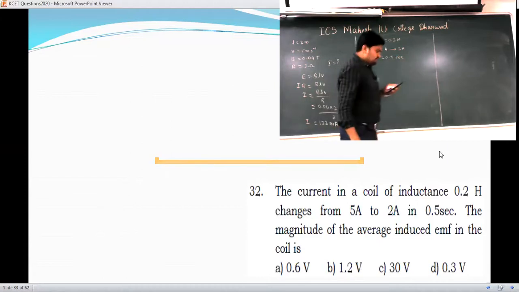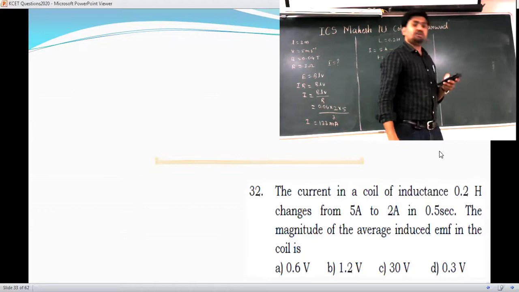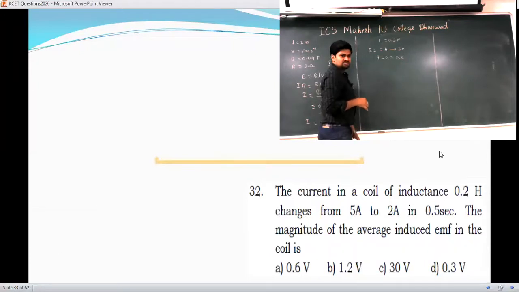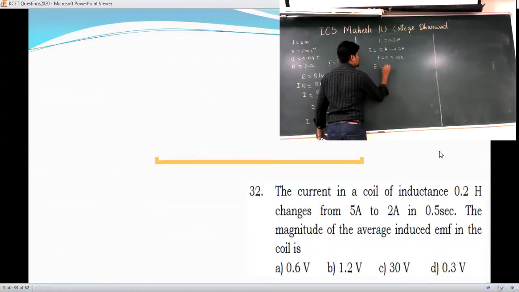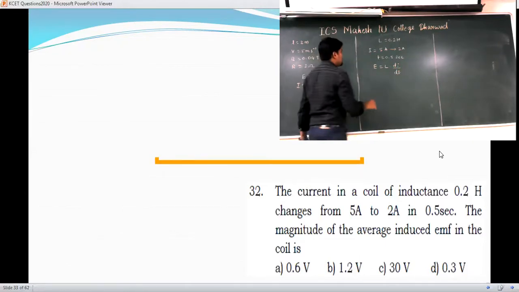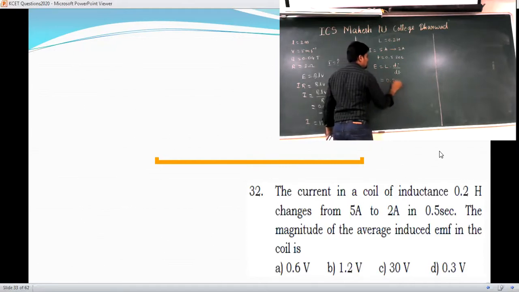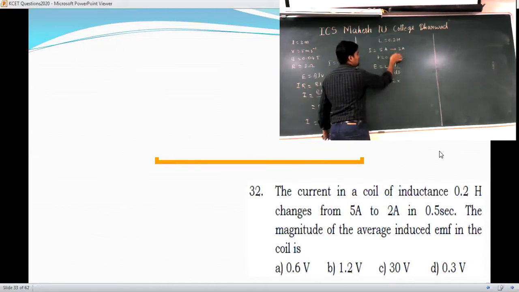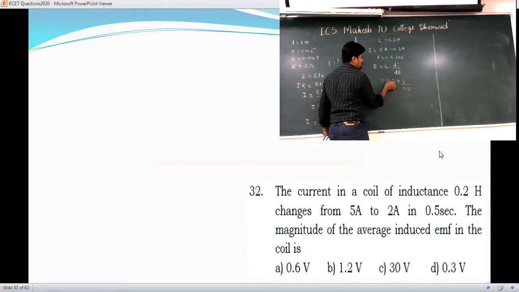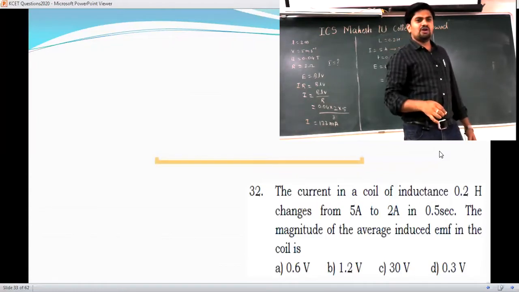The magnitude of the average induced EMF in the coil is, a very straight answer question. We know the self inductance concept. In self inductance, induced EMF is equal to L into di by dt. This is the formula we are having. What is the value of L? The value of L is 0.2. di is 5 minus 2, change in current, so it is 3. 3 divided by 0.5 is 6. 6 into 0.2, so it will be 1.2 volt. This should be your answer. Option B should be your answer.